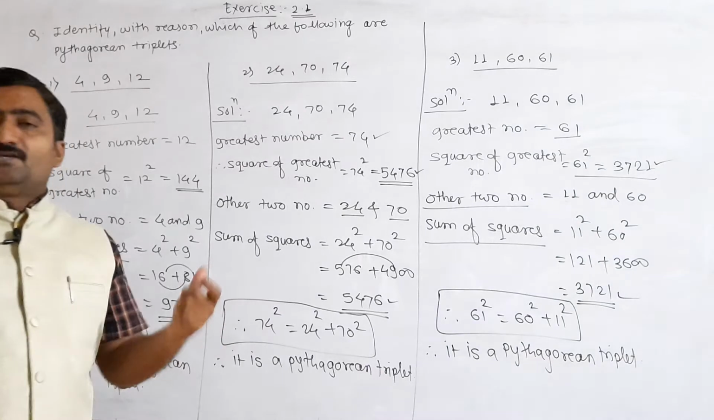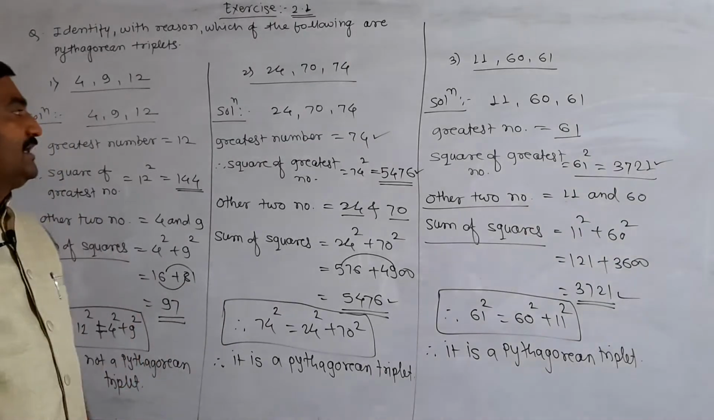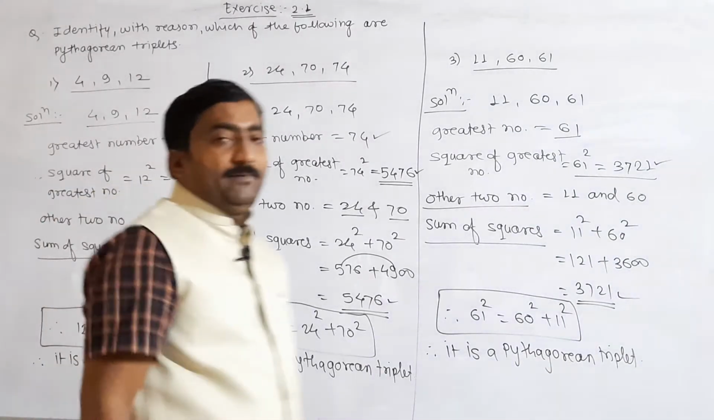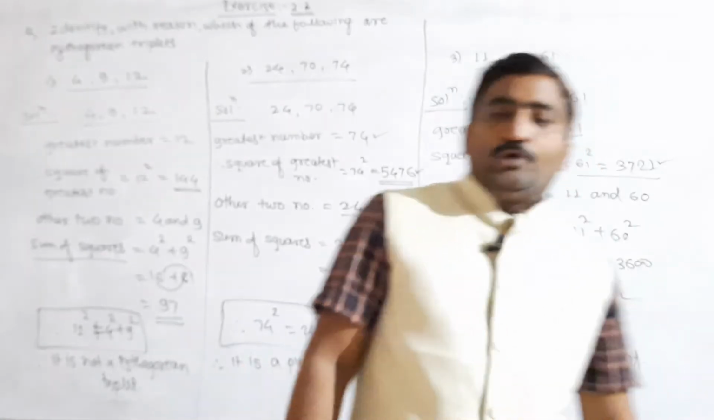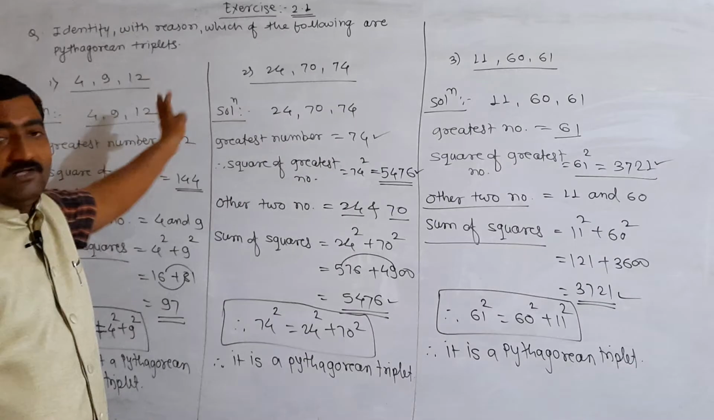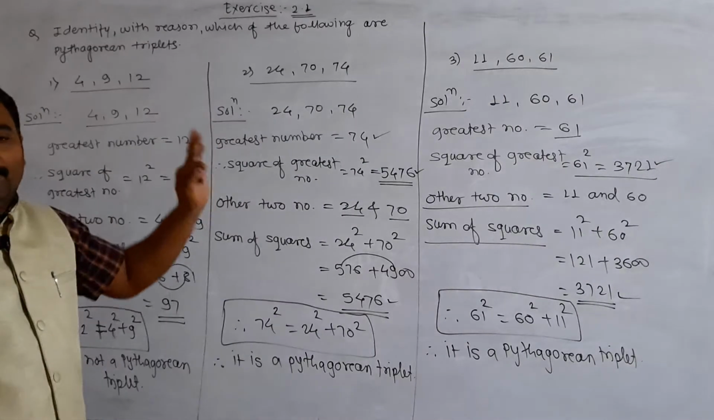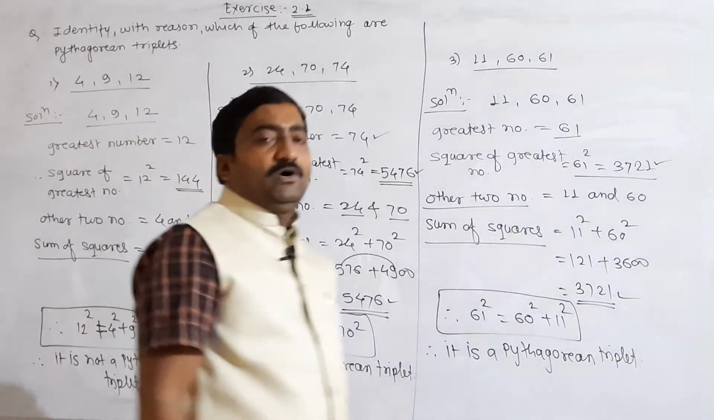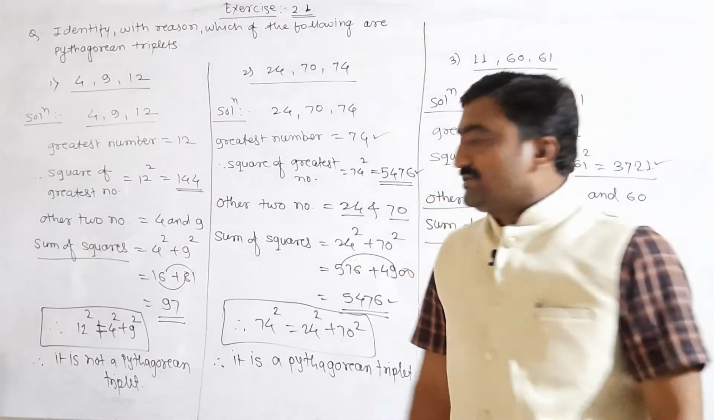This is a very easy question. This question is for your examination for 2 marks. So, in this way we can solve this type of example. The question is: are the given triplets Pythagorean triplets or not?